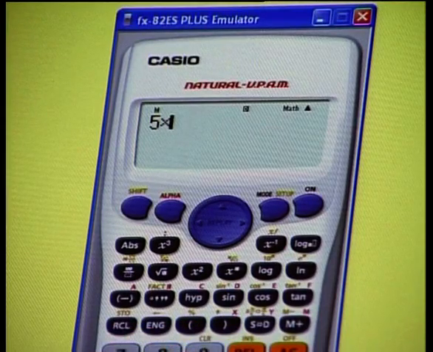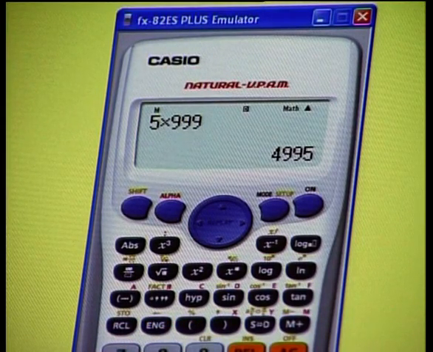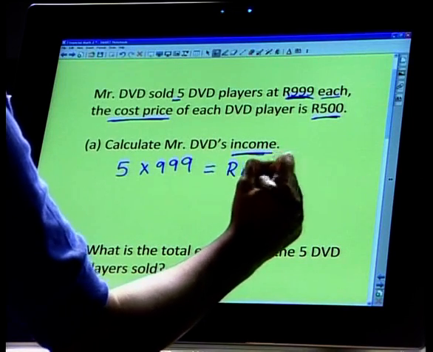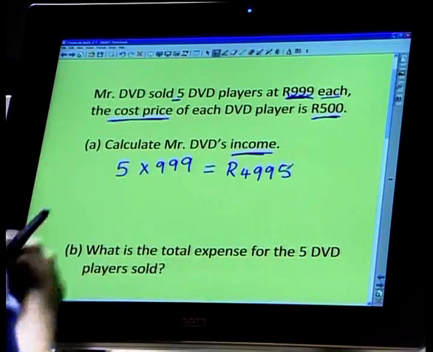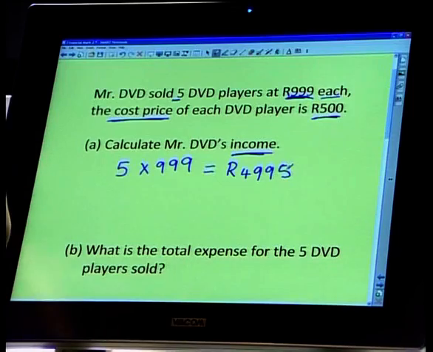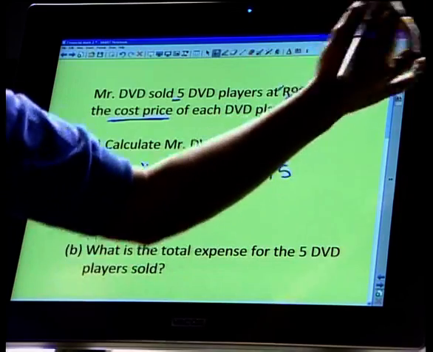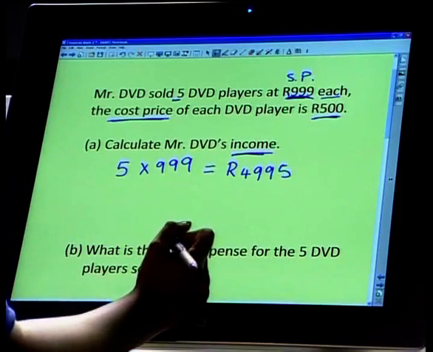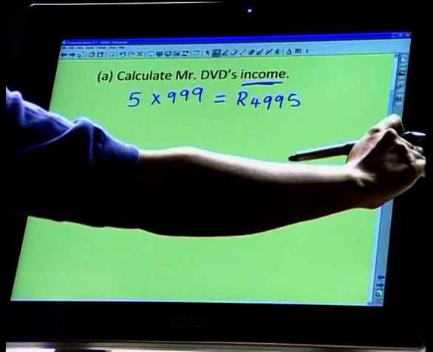5 times 999 gives me an answer of 4,995 Rand. So therefore his income, or the business's income, will be 4,995 Rand. Alright, remember when we say they're selling something at a certain price, that's the same as the selling price. Okay, the cost price of each one is 500 Rand.